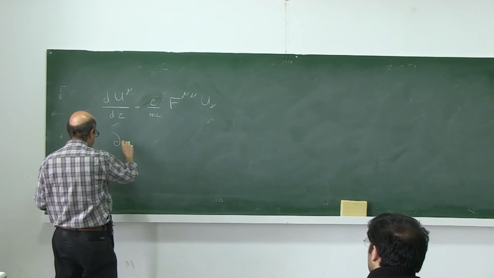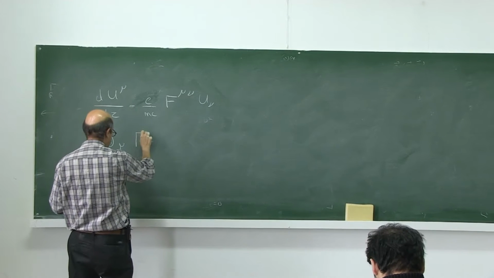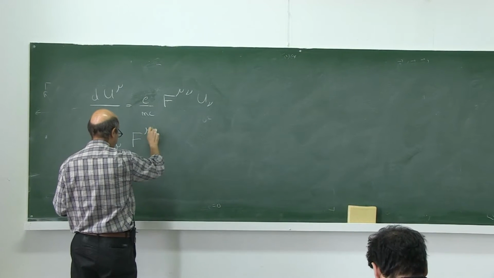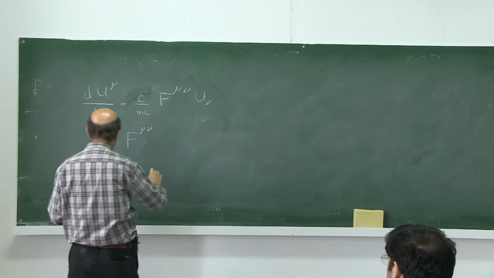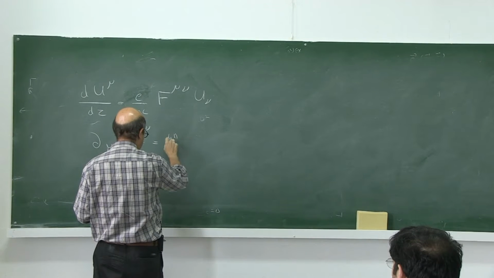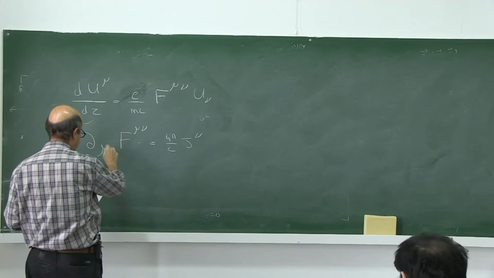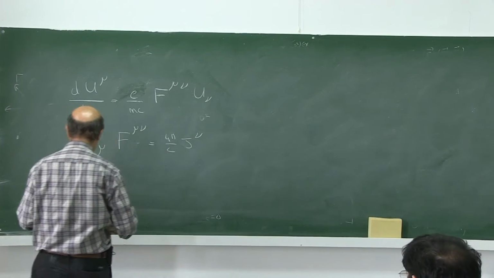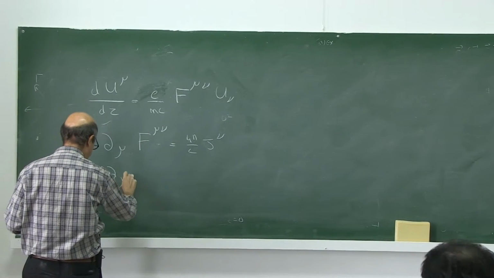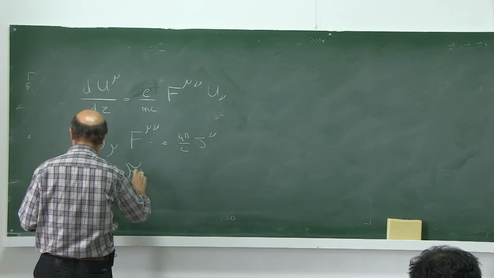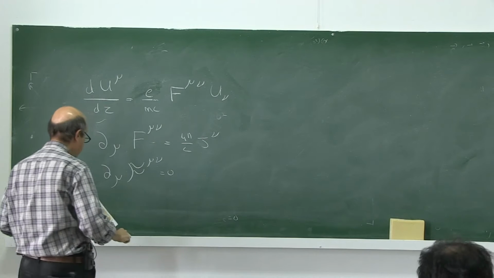So Maxwell's equations with the sources: the derivative of the F mu nu, del mu F mu nu is equal to 4 pi over c j nu. If you contract the mu, nu will be the free index, and using the dual field strength tensor, we derived the homogeneous Maxwell's equations.